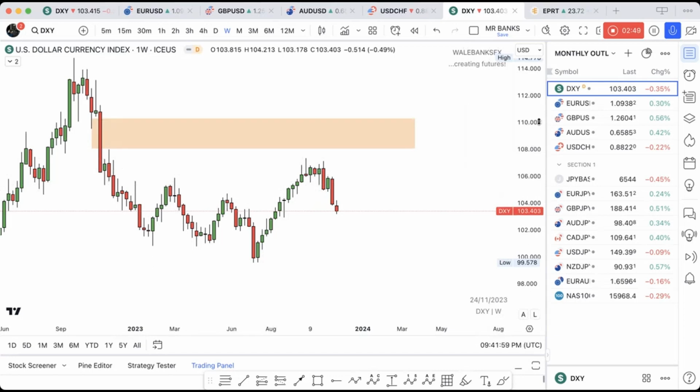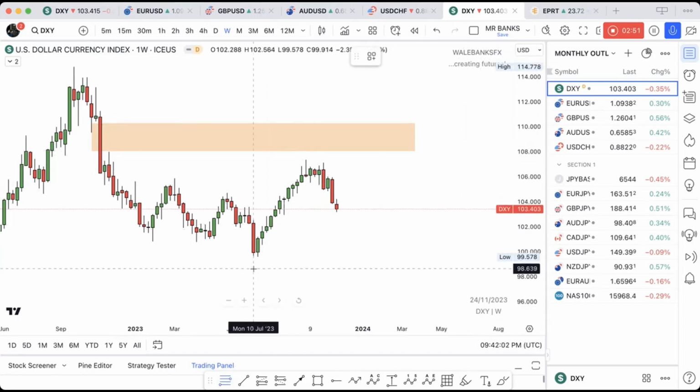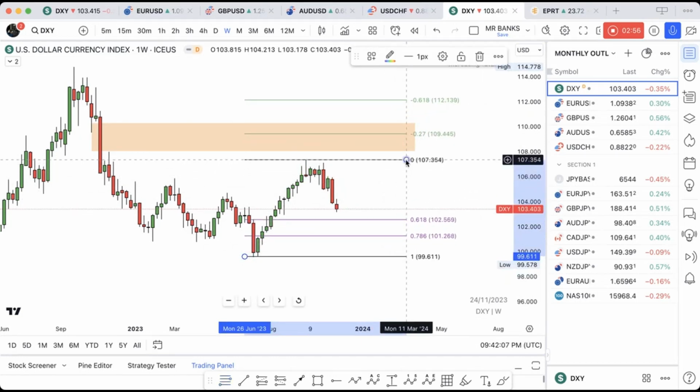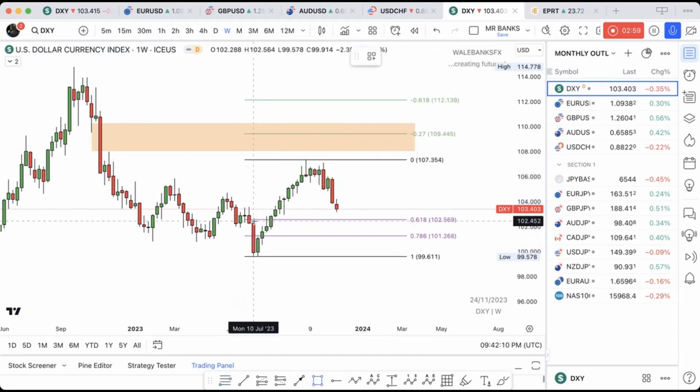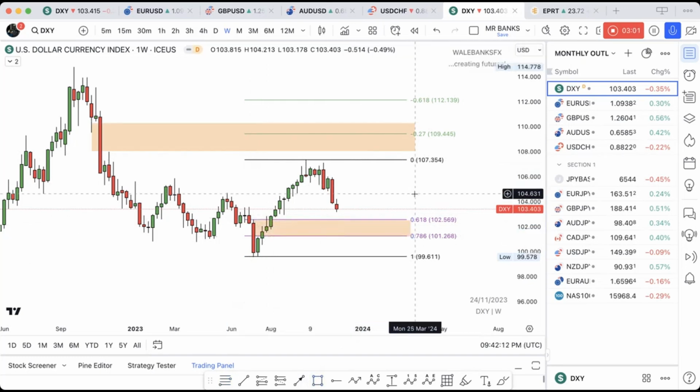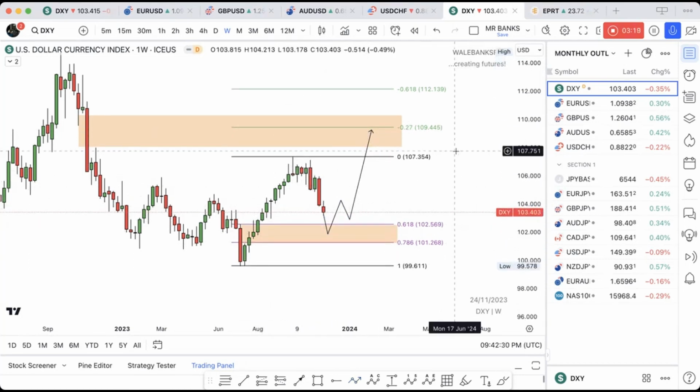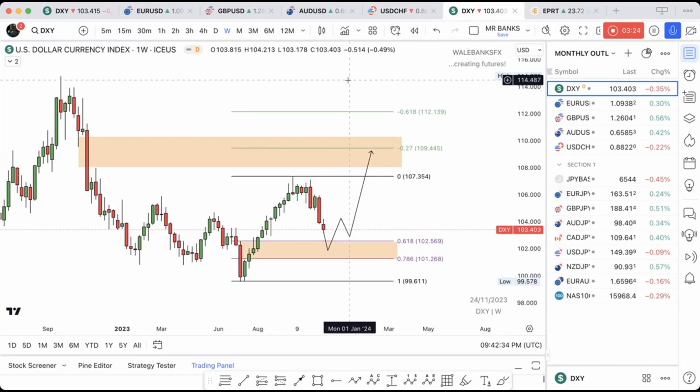What I'm looking at right now is I'm going to take our Fibonacci from this low to this high, and we're going to look into 618 and 786. What I'm expecting now is to see the dollar index move in here at 618 or 786 or in between. Then we get a movement into the zone. So we're going to be having expansion, retracement, expansion. This is what I am projecting for the dollar index for the huge move.